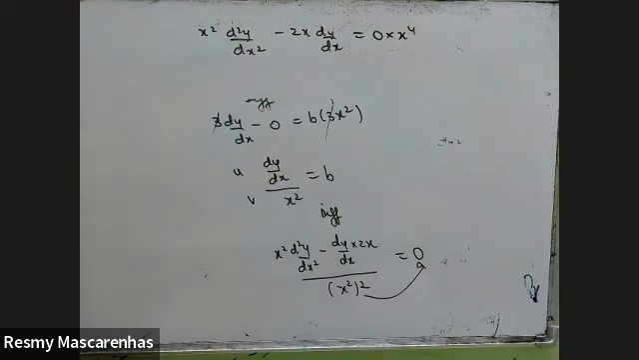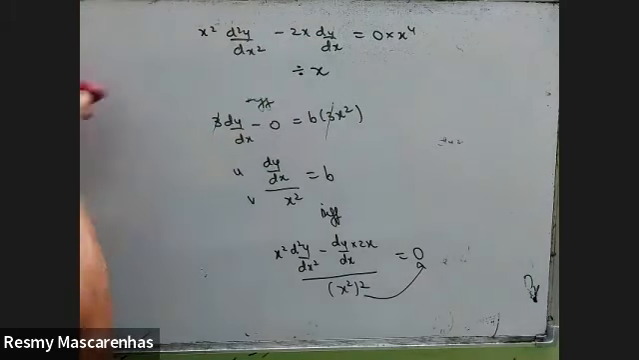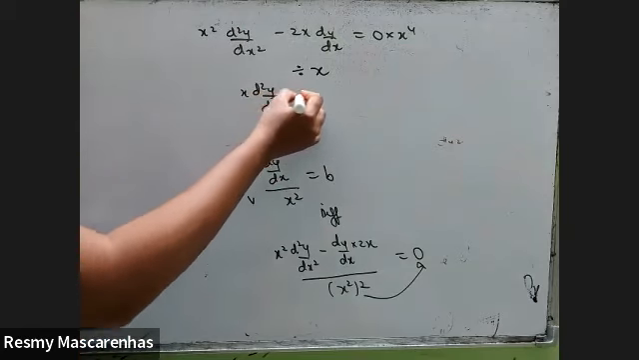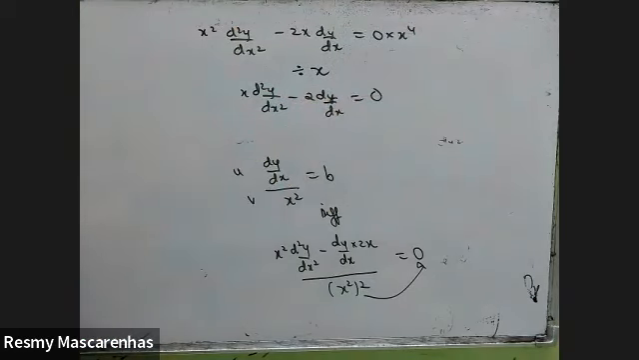0 into x raised to 4 is 0 only. Anything common? x is common, you can divide by x. This is anyway 0. This is done. One more is there.